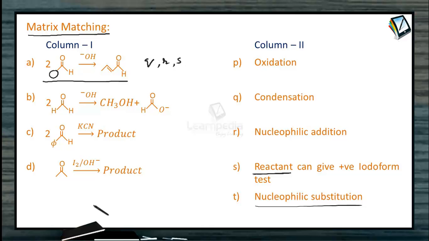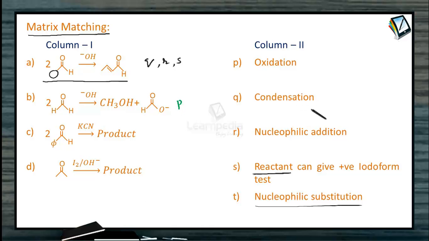Then when we go for the second one, it is formaldehyde. In the presence of OH minus, in fact a strong base, it gives HCO2 minus, the formate ion, and methyl alcohol. It is one example of the reaction known as the Cannizzaro reaction. And the Cannizzaro reaction involves what? Simultaneous oxidation and reduction. So therefore oxidation is there, so it goes with P. And therefore it does not go with condensation.